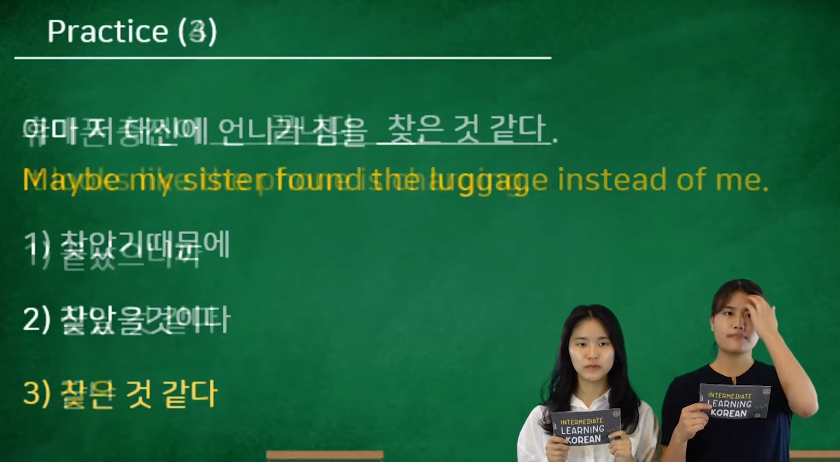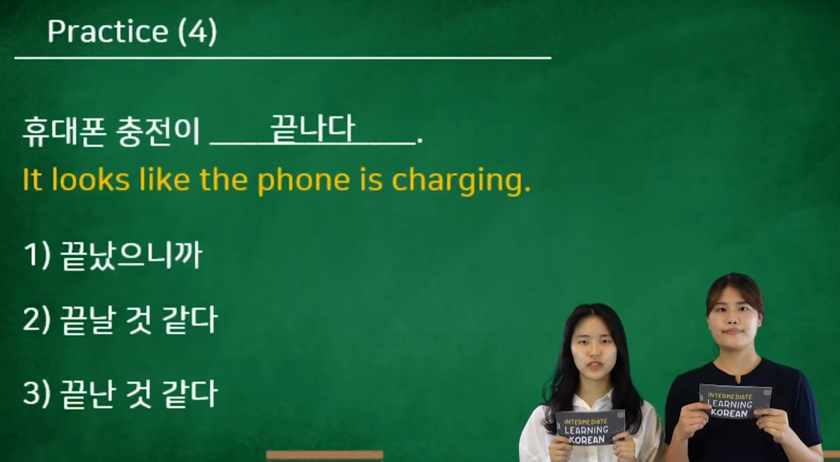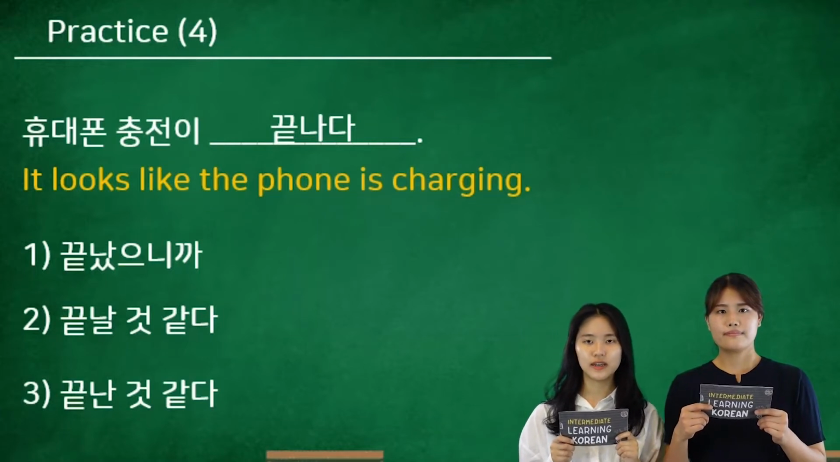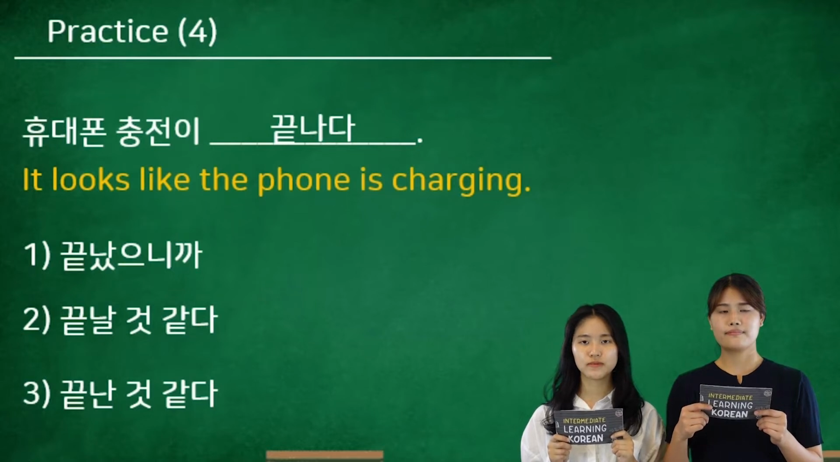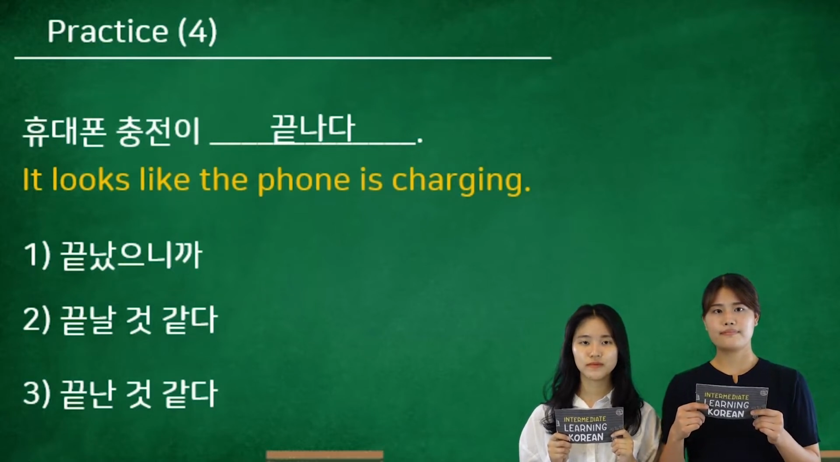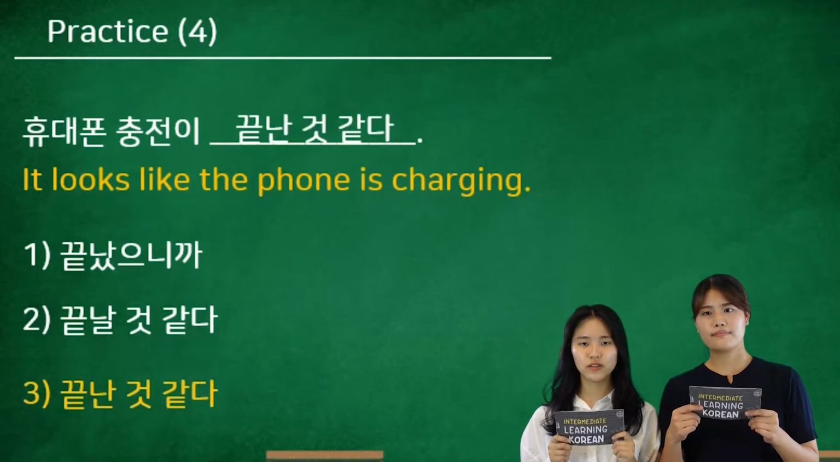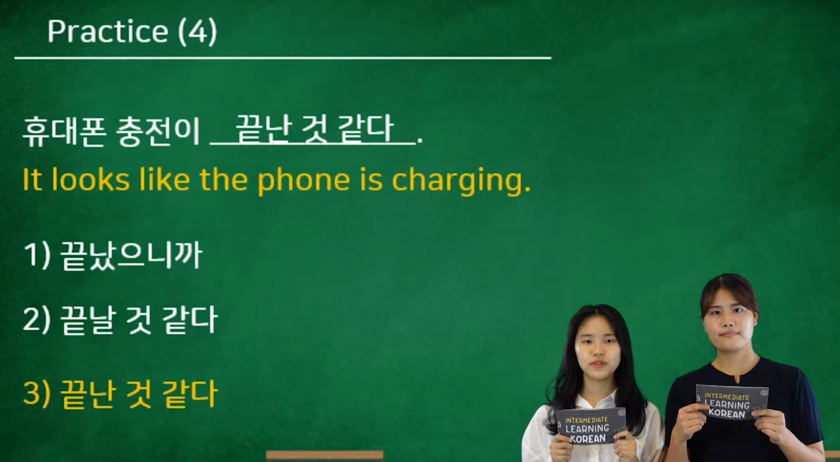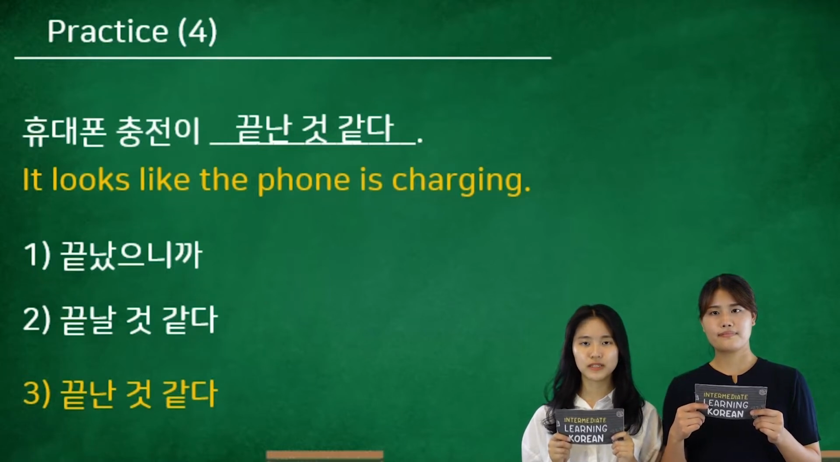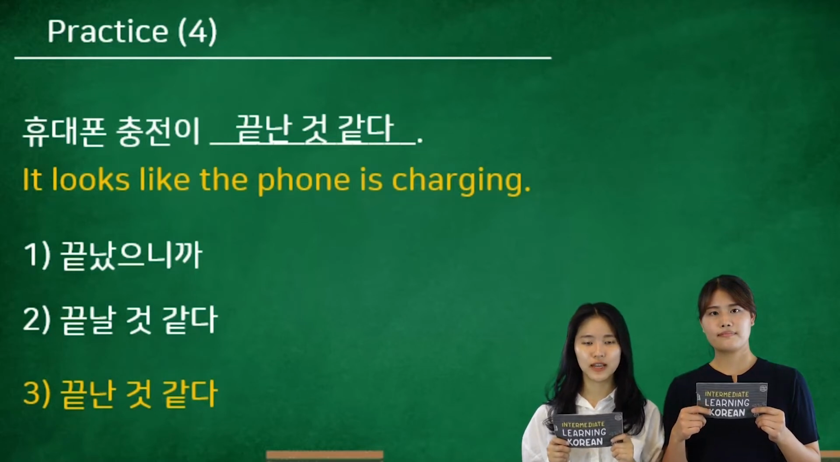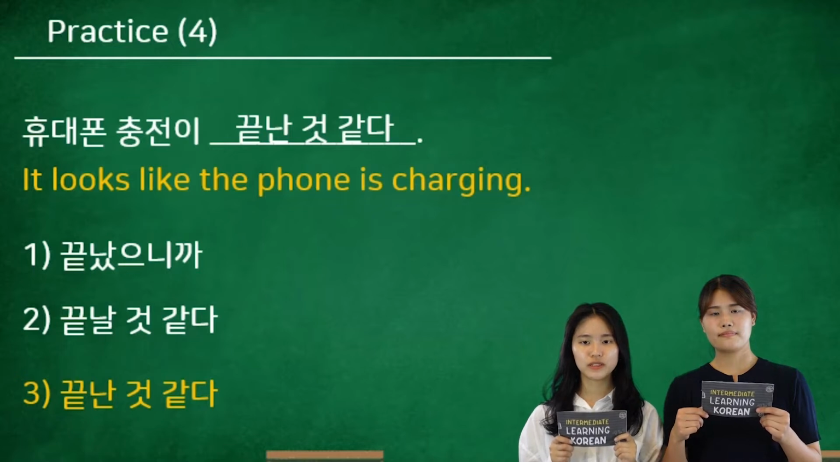Yes, next problem. 휴대폰 충전이 끝나다. How can you change 끝나다? I'll give you 5 seconds. Yes, the answer is 끝난 것 같다. If you remove 다 from the verb 끝나다, there is no final consonant. So we can use 니은 것 같다. Then it becomes 끝난 것 같다.